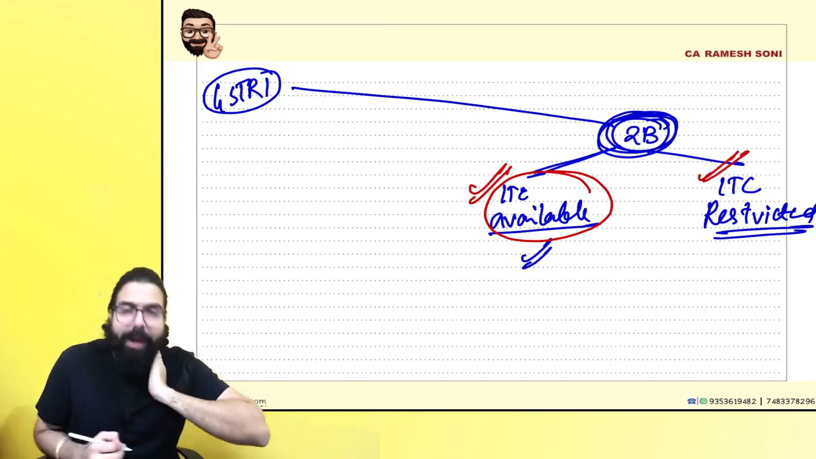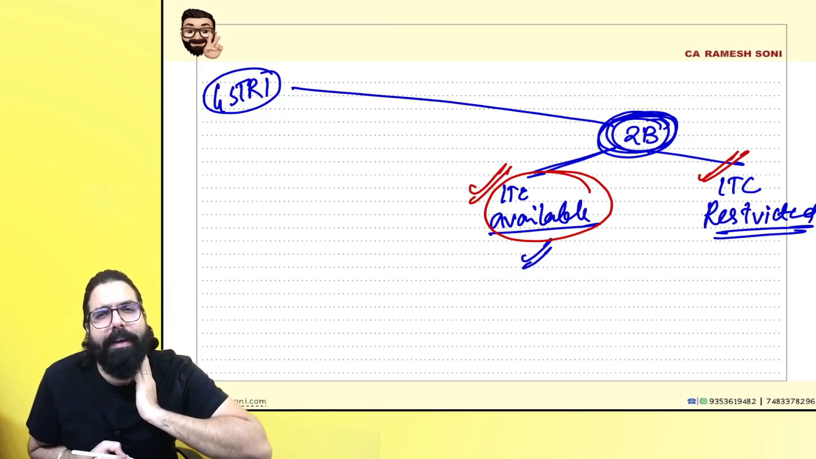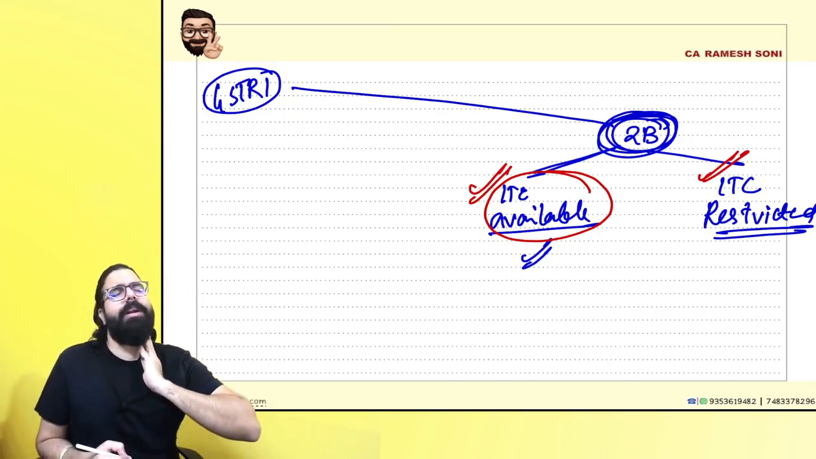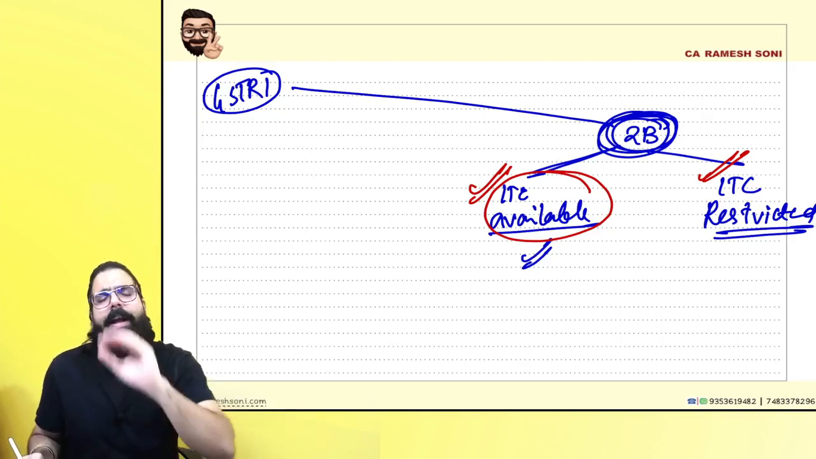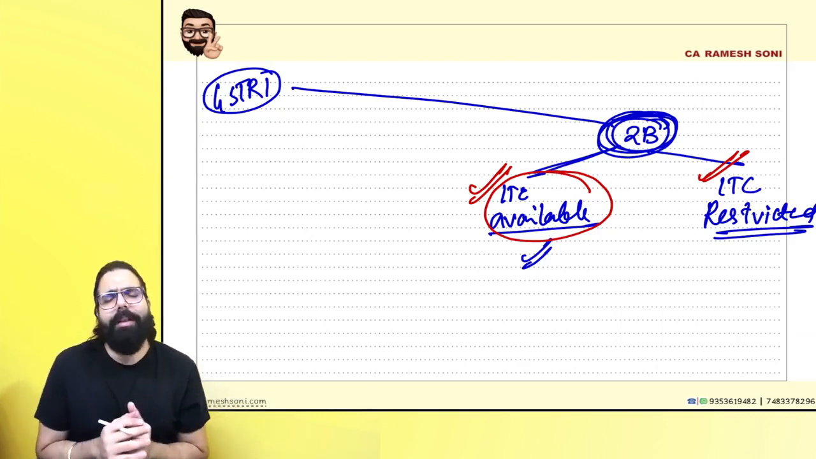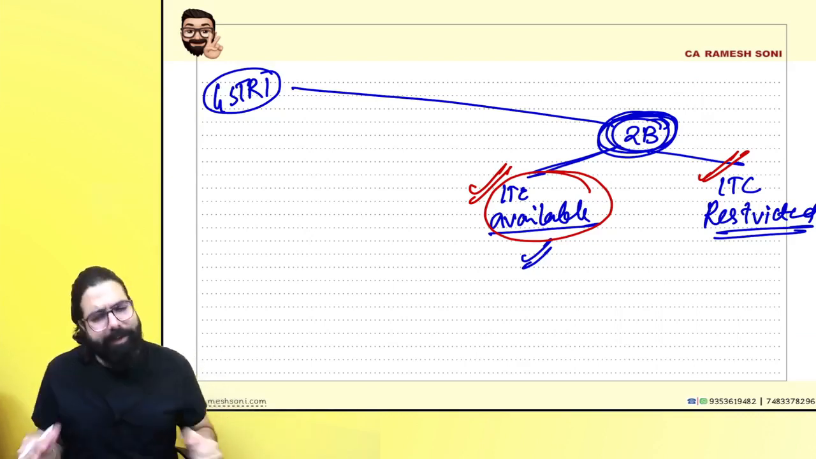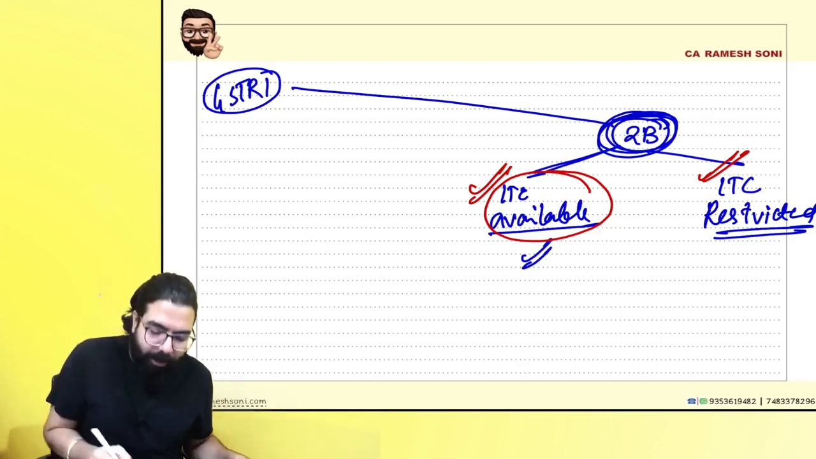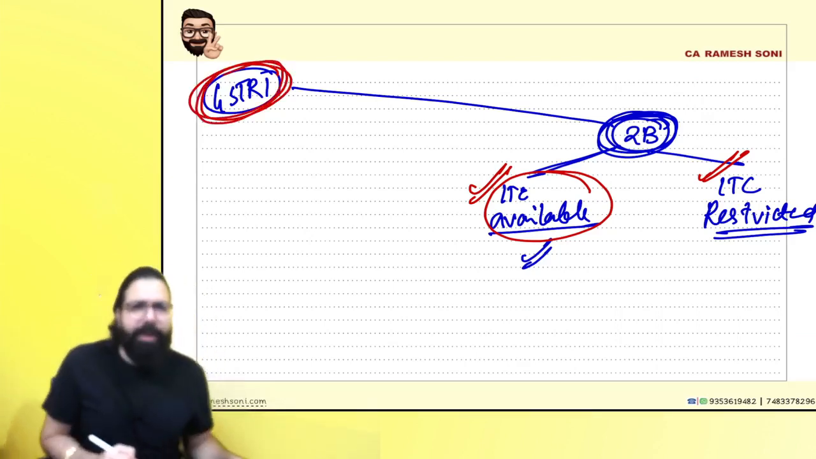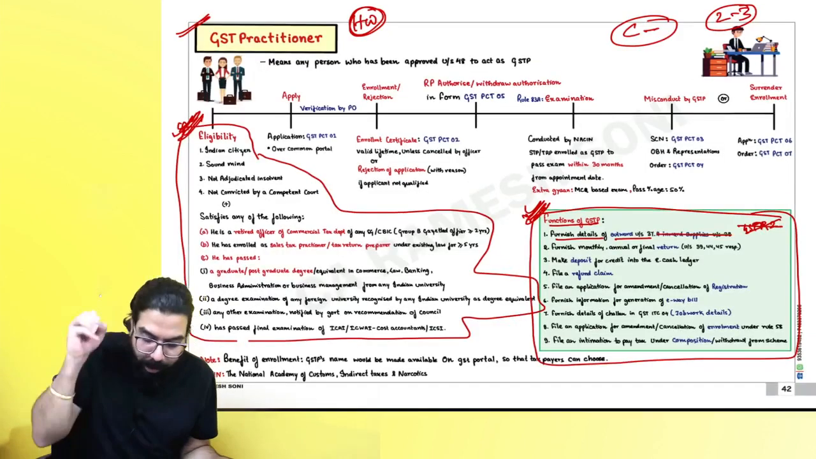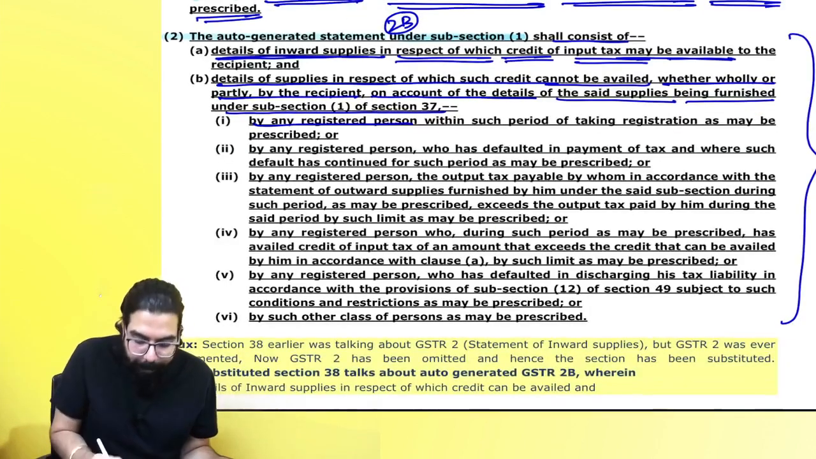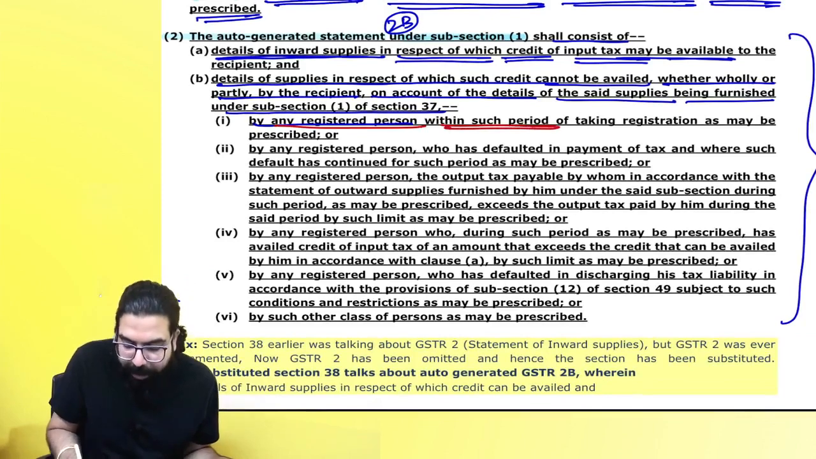But when will the details come in the ITC restricted column? Remember, if the details come in your ITC restricted column, then you will not be able to take that credit. Can you tell us when the details will come in the ITC restricted column? The government told us, when the details are furnished in GSTR1 by a registered person within such period of taking registration as may be prescribed.